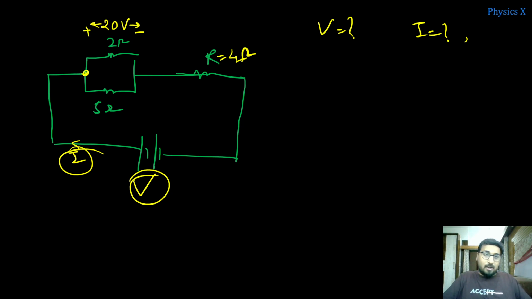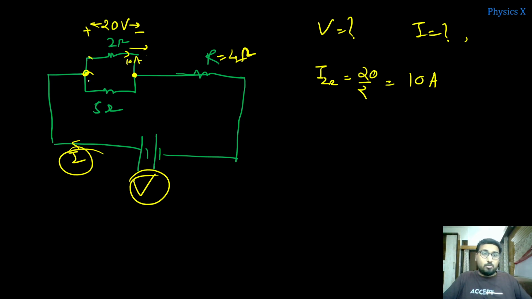You know that this is a parallel combination here, right? So this is the 20-volt voltage across this 2 ohm resistance. So what will be the current in this 2 ohm resistor? It will be 20 by 2, which equals 10 ampere, right? So 10 ampere is flowing here.